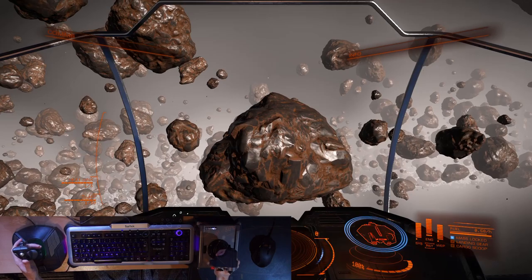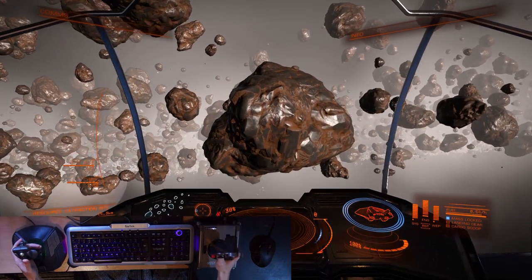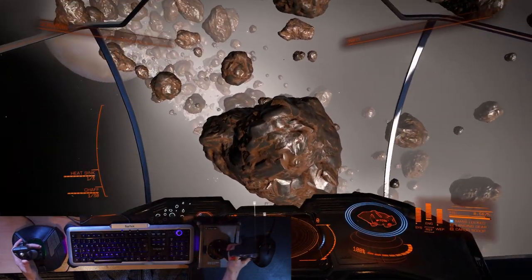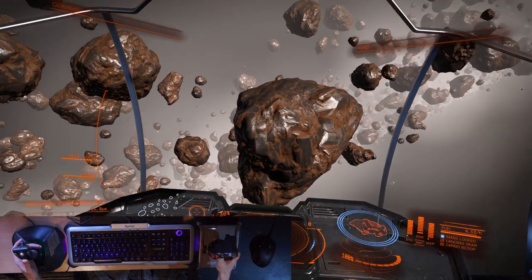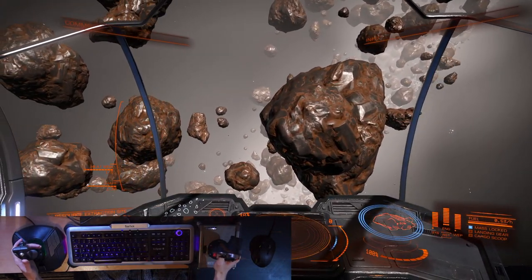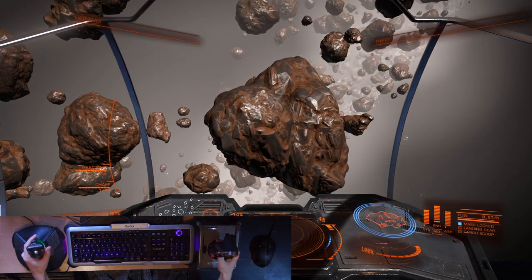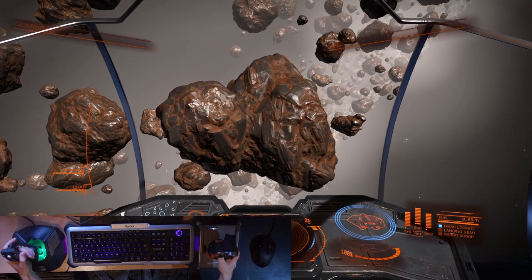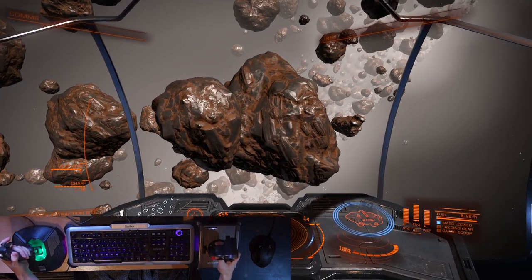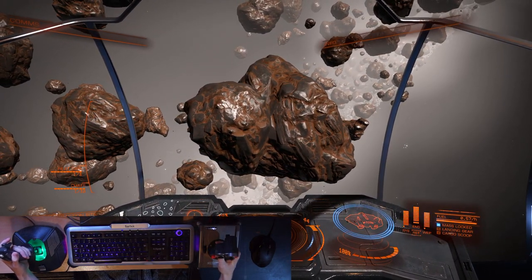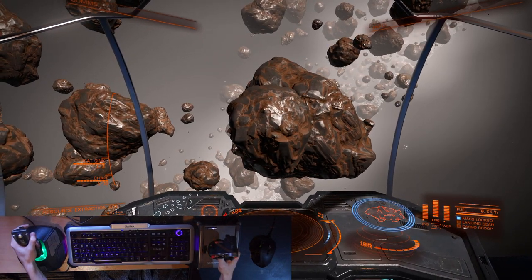The 3 rotational axes, pitch, roll and yaw. I'm controlling these with my right hand stick. The 3 positional axes are lateral thrust, vertical thrust and throttle. I am controlling lateral and vertical thrust with my left hand joystick and throttle with some pedals.